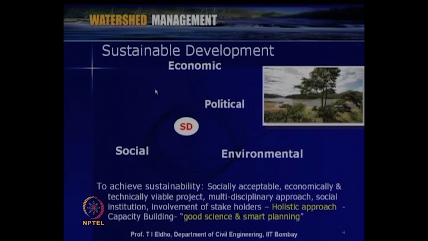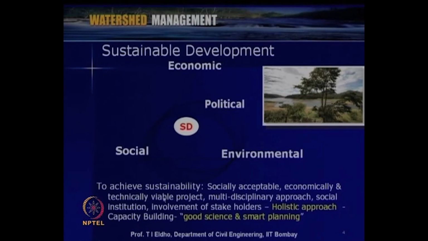So, in sustainable development, we wish to achieve sustainability which is socially acceptable, economically and technically viable. Then of course, as we discussed, a multidisciplinary approach will always be needed, and we have to develop the various social institutions, and look for stakeholder involvement, so that we can achieve holistic development.